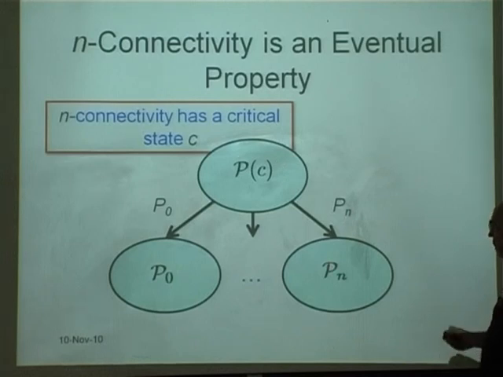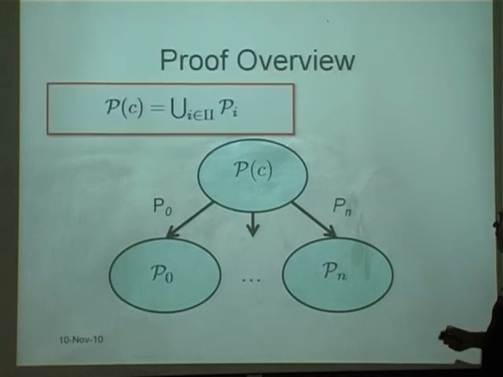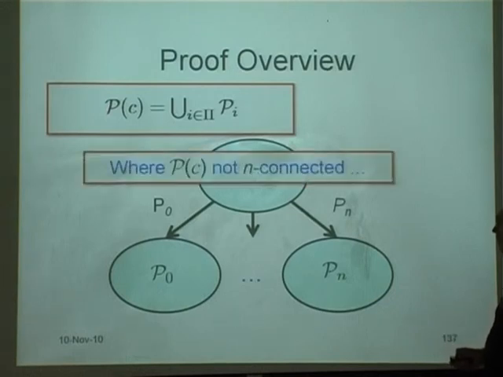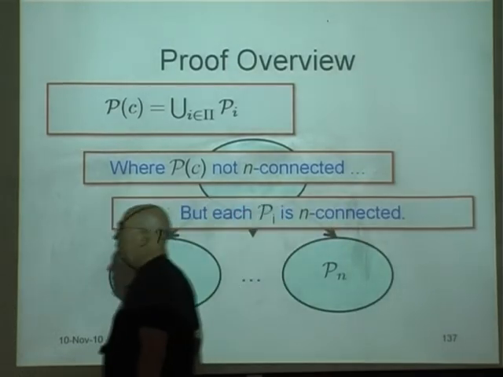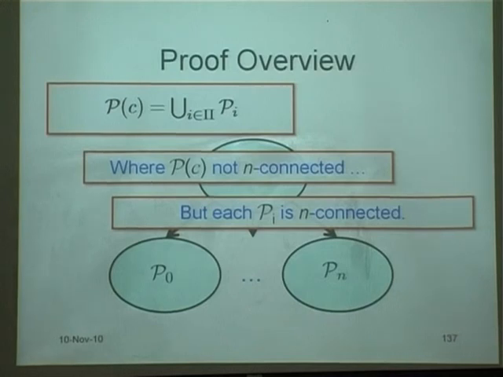This is covered by the P sub I because somebody has to go first. Those are the only possibilities. And so the reachable complex from C is the union of all of these. So we have a covering. P sub C is not itself n-connected, but each component is n-connected because it's a critical state.